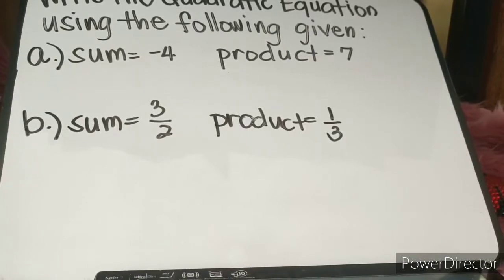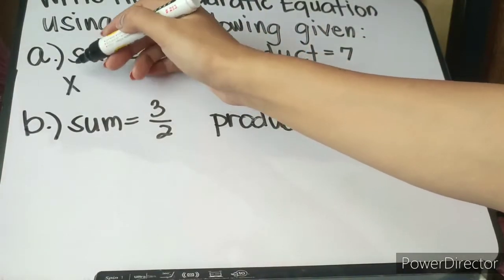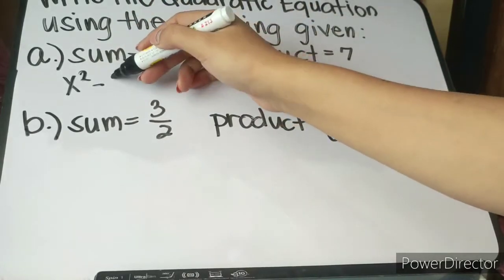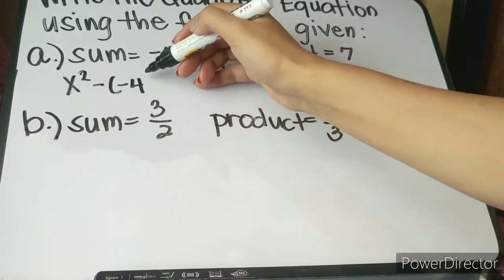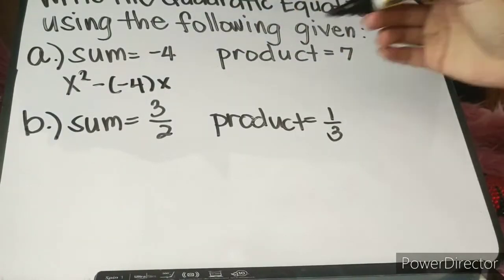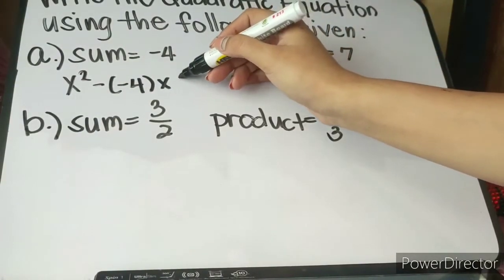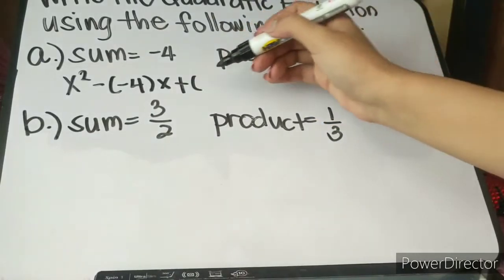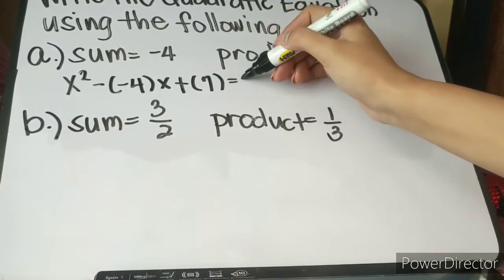So, on the first example, in writing the quadratic equation using the sum and product of the roots given, dahil andyan na yung sum, isa-substitute lang natin. Sabi ko kanina, x squared minus yung sum, and that is negative 4. Don't forget yung variable x. Yan yung common error ng mga previous students ko. They forgot to substitute yung variable x dyan. And then, plus kung ano yung product natin, 7. And then, you will equal it to 0.